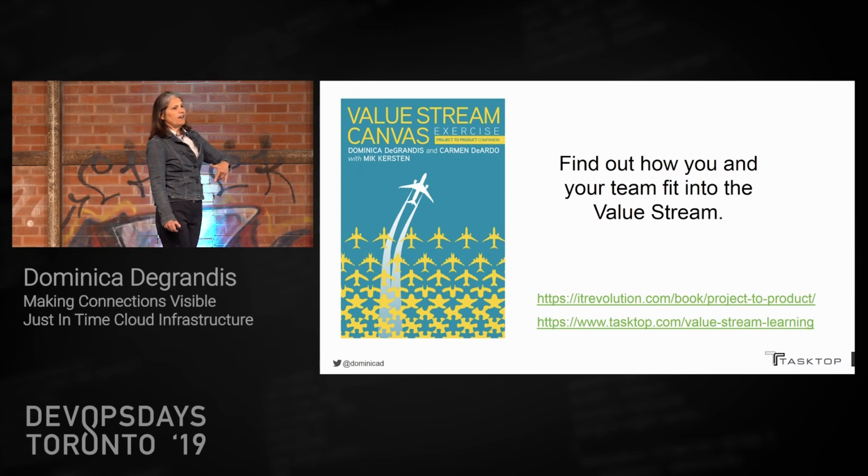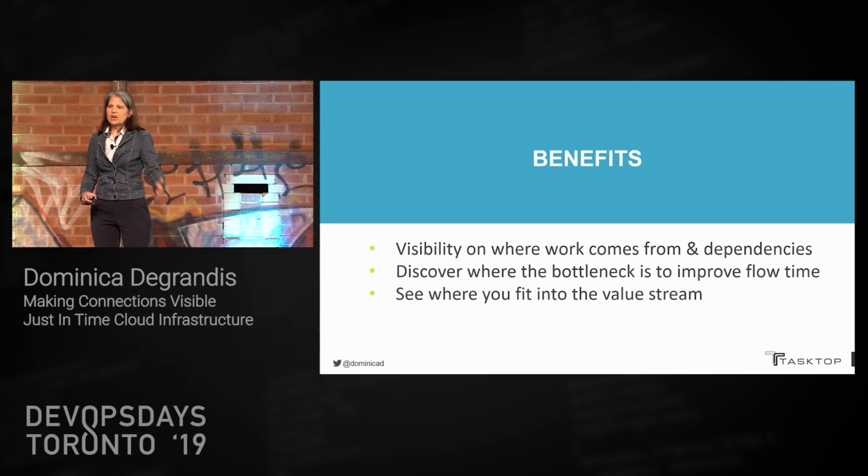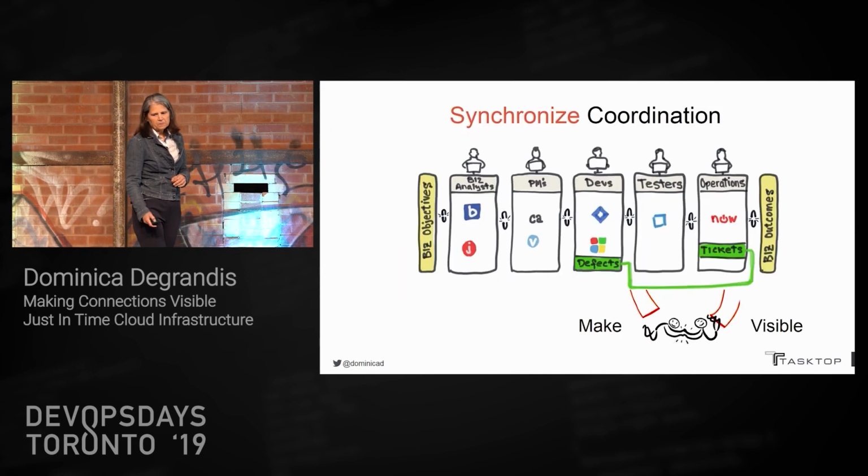You can use it to find out how you and your team fit into the value stream. I co-authored this with my good friend Carmen DeArdo. It's a short companion piece to Mik Kersten's Project to Product book. It's a way for you to see how people are running around the value stream trying to get their job done. The benefits have been transformative from my observation, because making connections visible helps different teams become aware of mutually critical information sooner. So just like Cirque du Soleil trapeze artists have synchronized handoffs, so should your value stream.